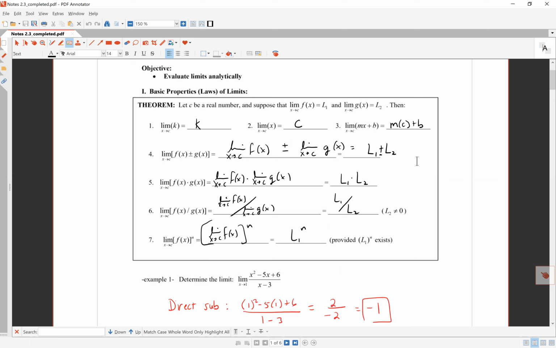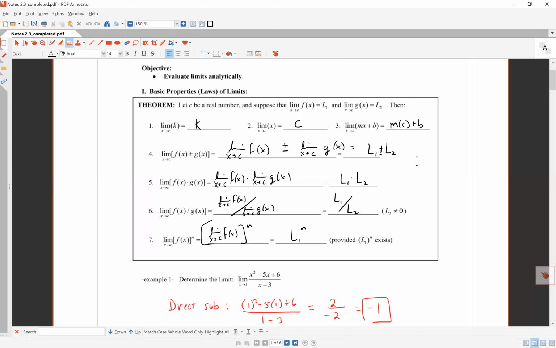We don't have to graph or create a table. And now here's another important fact. The limit of the sum is the sum of the limits, and we'll use that later on. So if you're taking the limit of the sum of functions, f of x plus g of x, you can actually evaluate the limits individually. So that'll be quite useful.